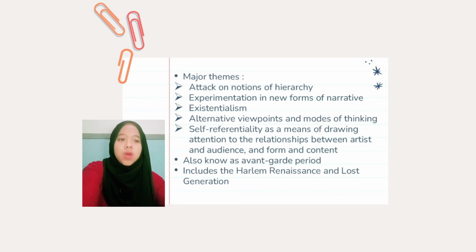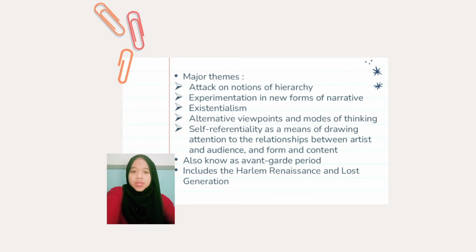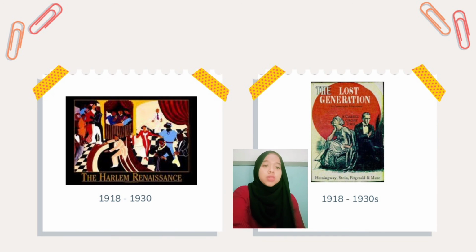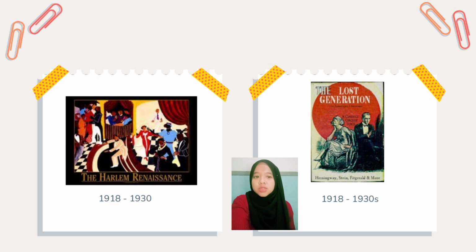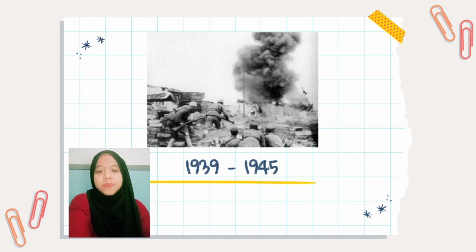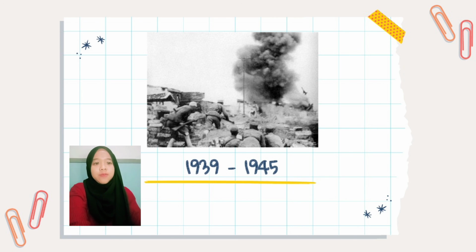This type of writing is known as an avant-garde period, and it led to some very interesting subgenres, which include the Harlem Renaissance and the Lost Generation. The Harlem Renaissance lasted from 1918 to 1930, and we'll learn a great deal more about that later in the year, as well as the Lost Generation, which lasted from 1918 to 1930 as well. What marked the end of modernism was World War II, which lasted from 1939 to 1945, and after World War II we go into contemporary writing.